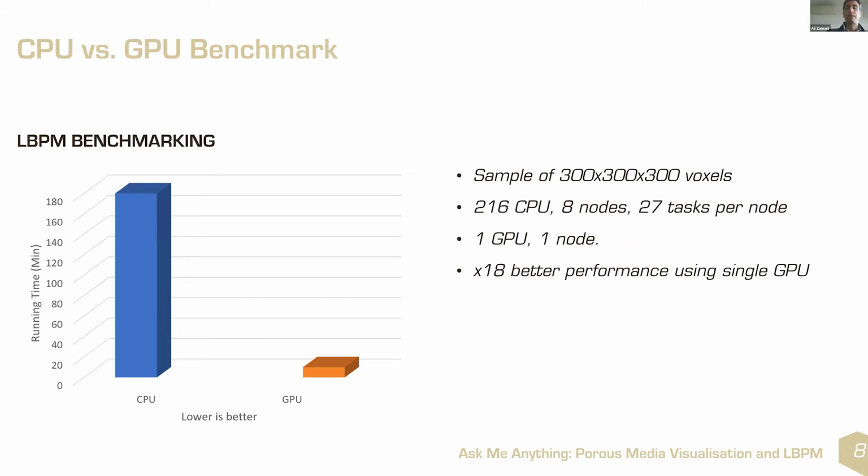We did benchmarking as well. This is a very sophisticated tool, developed on CPU as well as GPU. You can see that a single GPU on a single node performs 18 times better than 216 CPUs across 8 nodes, 27 tasks per node. The sample was 200 cubed. I did it 2-3 months ago with Basha, and I believe the CPU time was like 5 or 10 minutes, something like that.